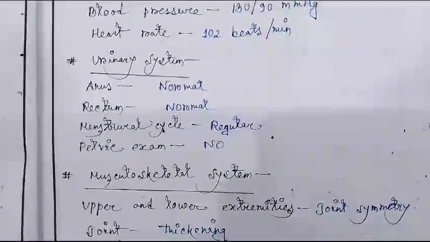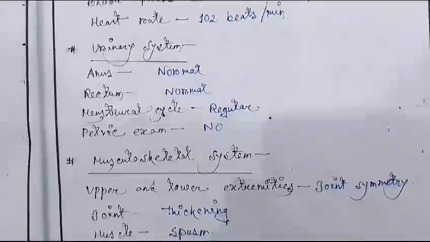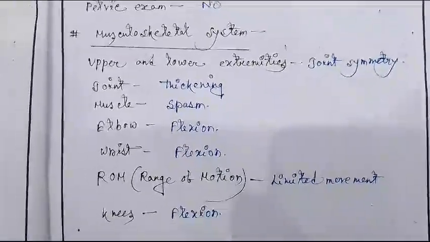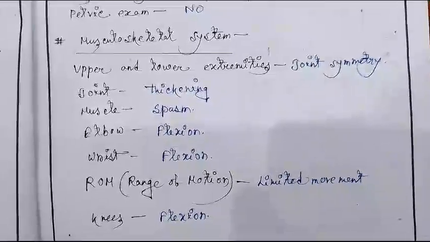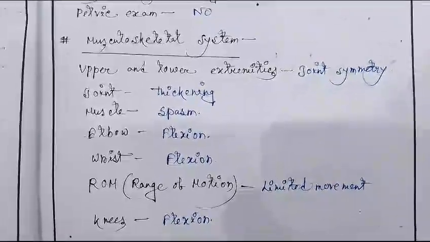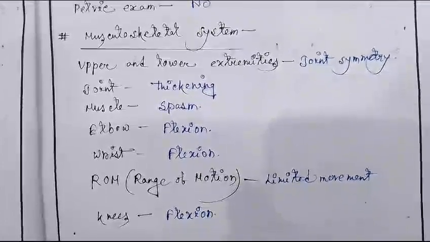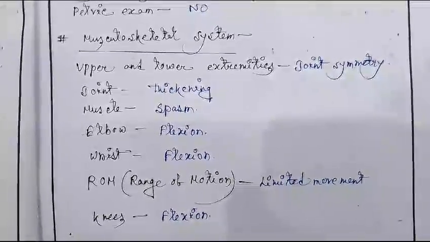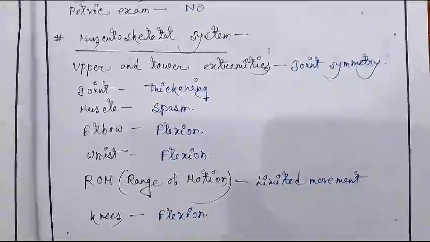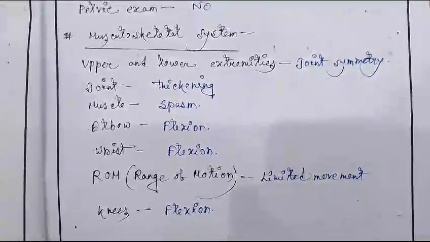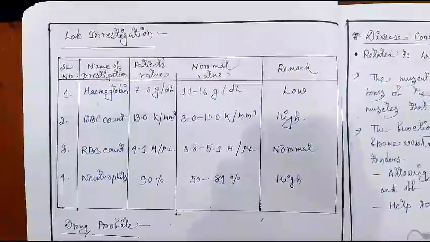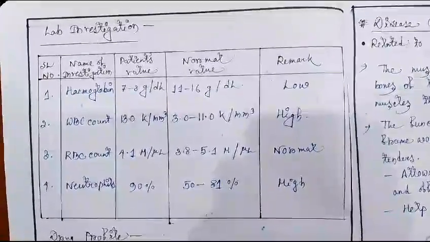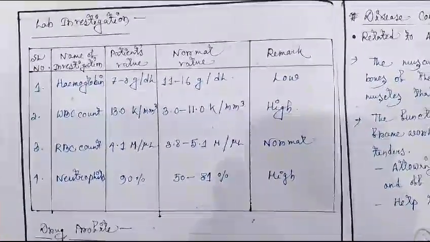Then we examine the urinary system, then musculoskeletal system. Here the abnormalities found in the musculoskeletal system, because we perform the case study of osteomalacia. After physical examination, we write the lab investigation: name of the investigation, patient value, normal value and remarks.